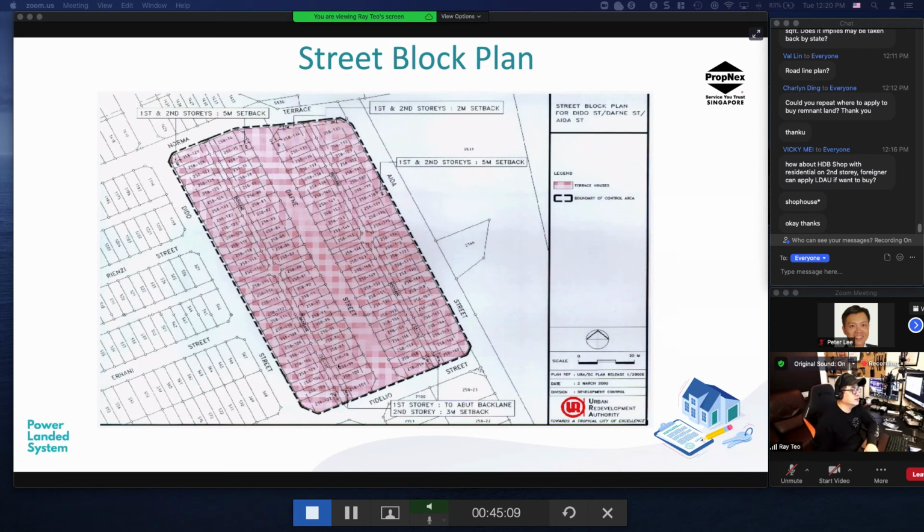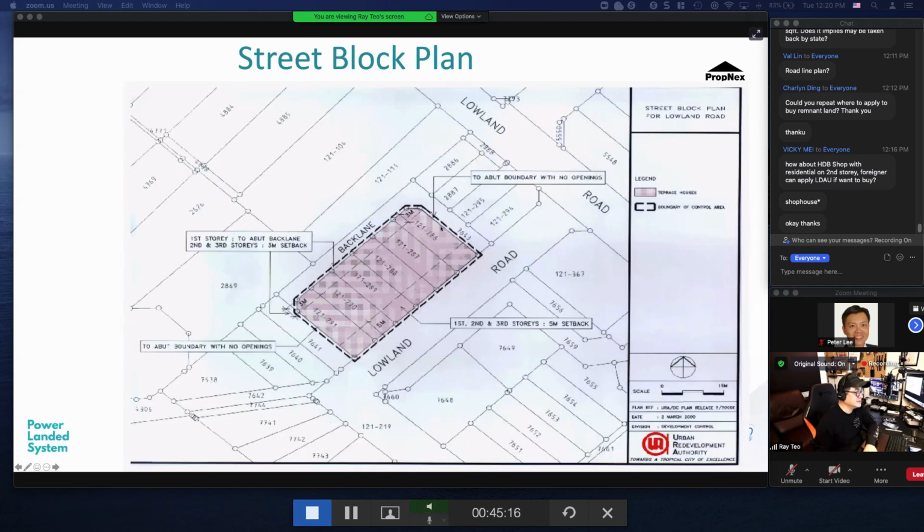So this is another example, Lowland Road. Again you see only a 5 meter setback. Not only that, the side setback for the corner unit isn't needed. The building itself can build all the way to the boundary line, but with no windows or openings.